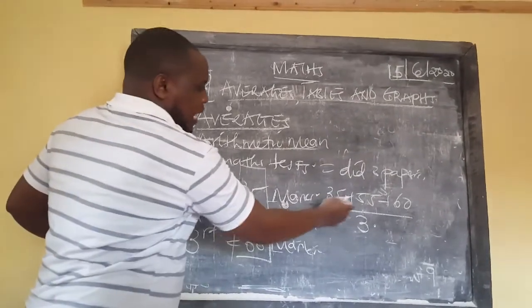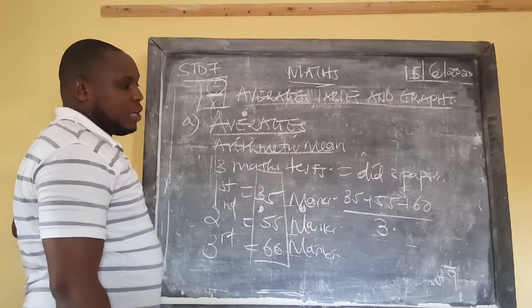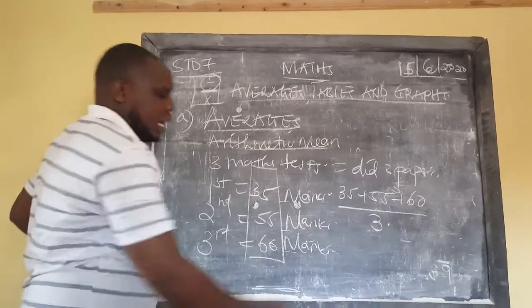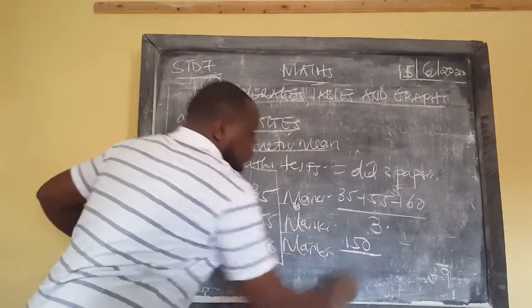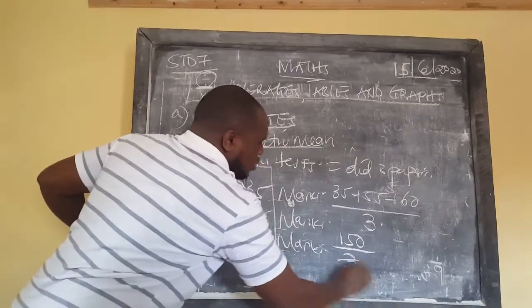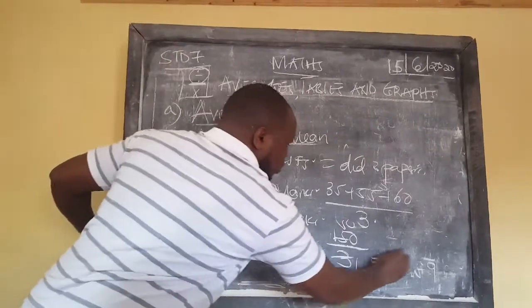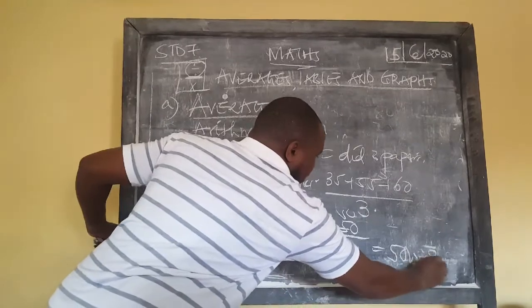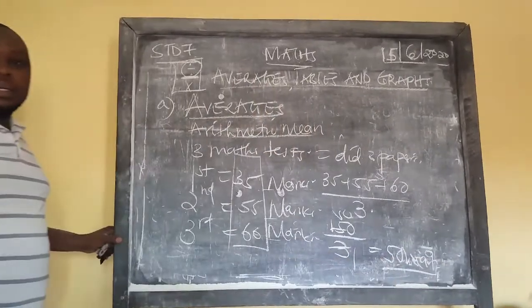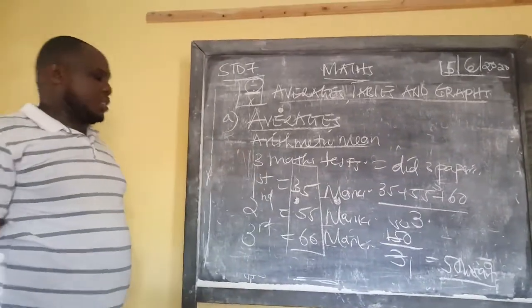So here we just add the 5 plus 55, that will give you 60, and 60 plus 60 is 150. Then divide that by 3. So the average, you find that the mean mark was 50 marks. The mean mark for all these subjects.